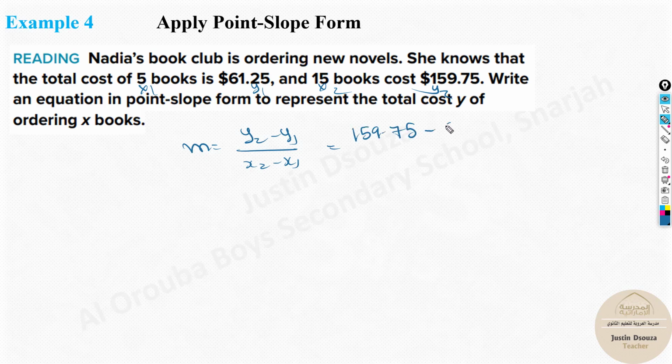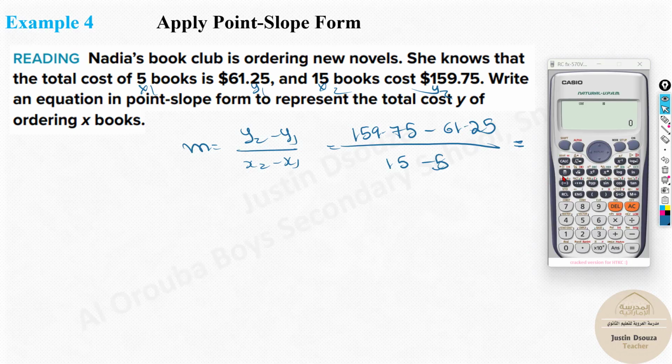159.75 minus 61.25 divided by 15 minus 5. The answer here would be... it's better to use the calculator. Now it's pretty late and I'm sure I'm going to make blunders. It'll be something like 99 divided by 10. Let me just use the calculator. So here we are, use this.